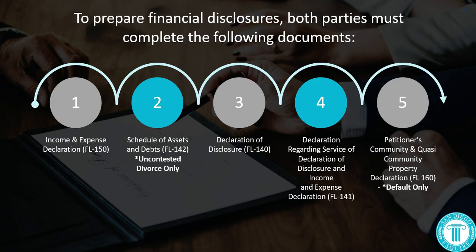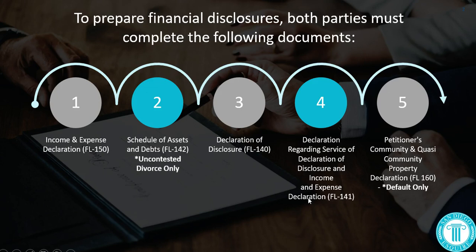To prepare financial disclosures, both parties must complete the following documents in an uncontested divorce: income and expense declaration, schedule of assets and debts, declaration of disclosure, declaration regarding service of declaration of disclosure, and income and expense declaration.